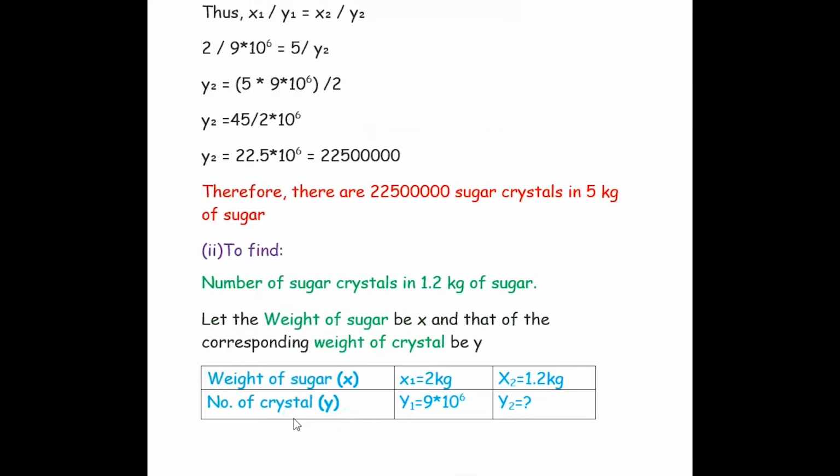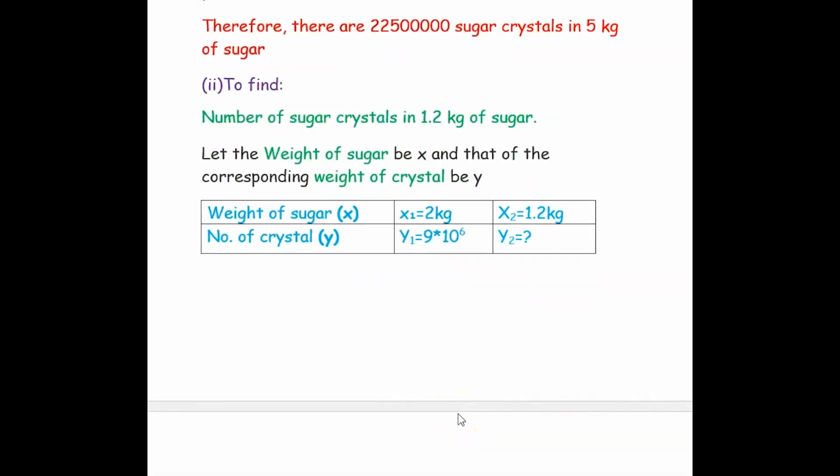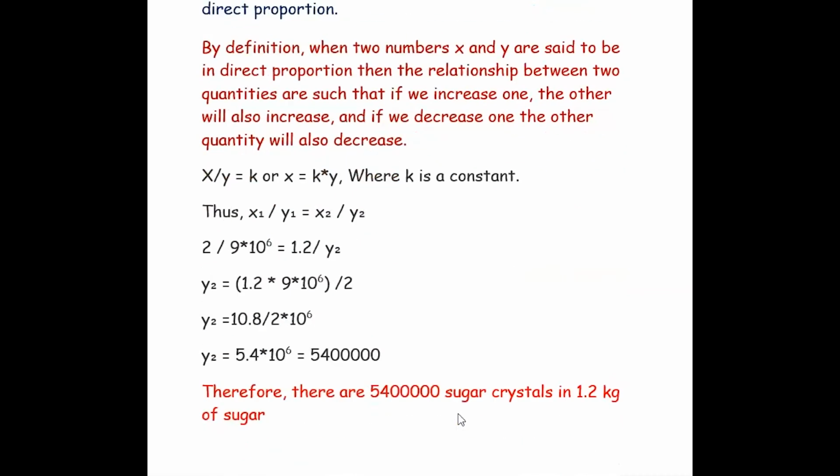Now we will find it for 1.2 kg of sugar, using the same method. So here, instead of taking 5 kg, we are taking 1.2 kg. If you see, the weight of the sugar decreases, so the number of sugar crystals will also decrease. So they are in direct proportion. Again we are writing the same relation, x1 by y1 equal to x2 by y2.